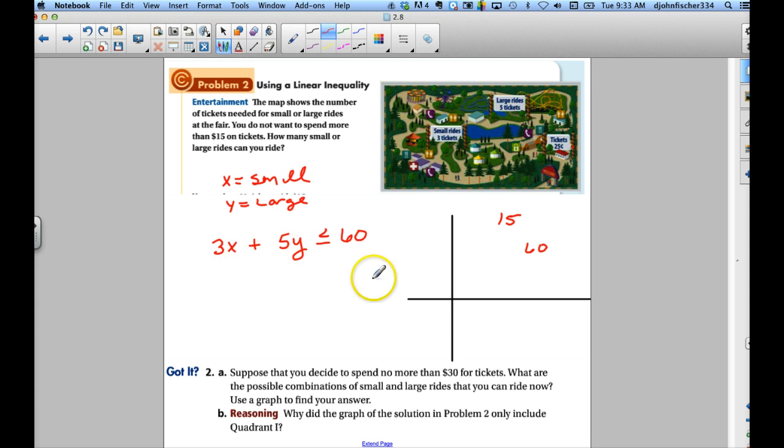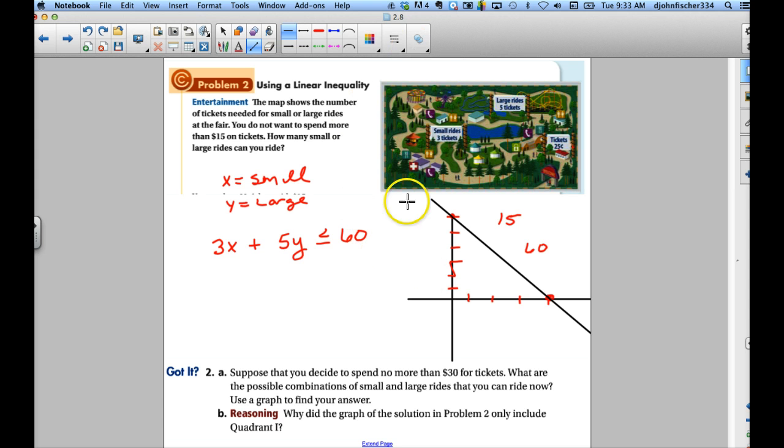Another way is, say if y was 0, x would be 20. So I'm going to go out to 20 here. 5, 10, 15, 20. If x is 0, y would be 12: 2, 4, 6, 8, 10, 12. And if I drew the line between those two dots, I would have something that looks like that. This one's going up by 2s, and this one's going over by 5s.